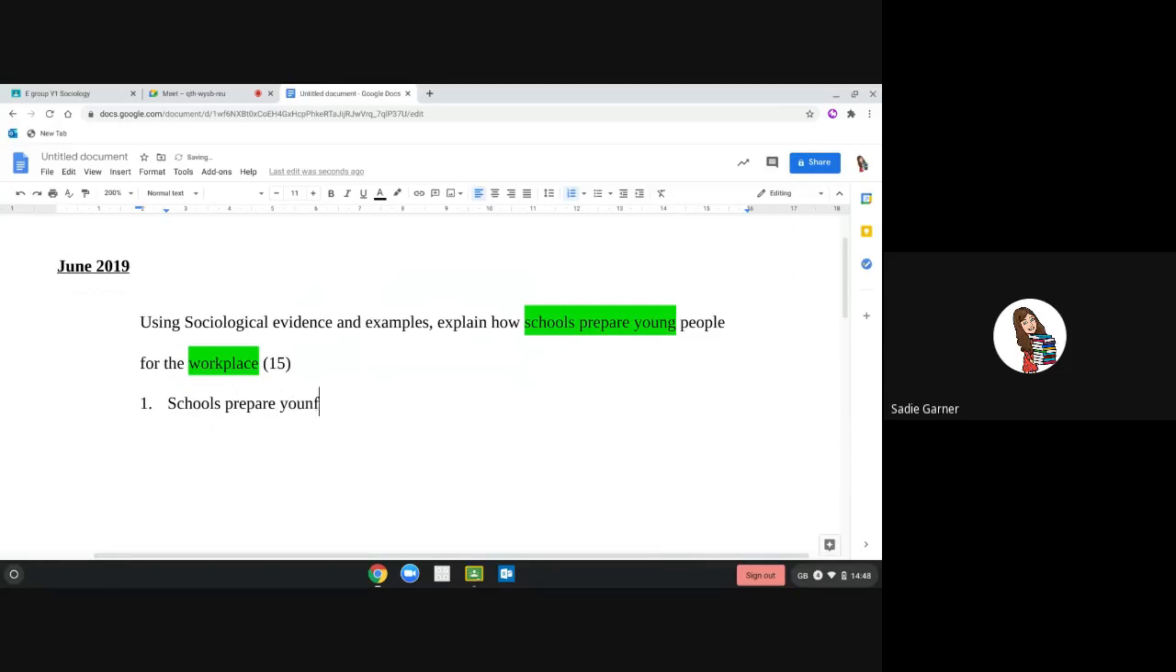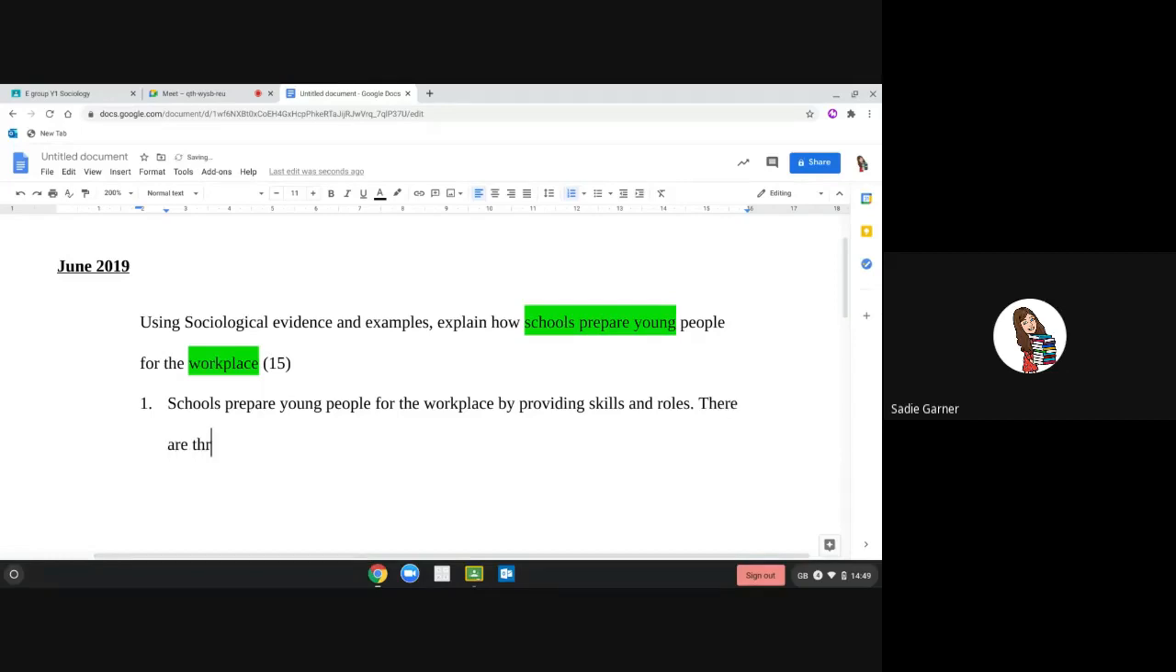So I start it with: schools prepare young people for the workplace by providing skills and roles. So that's my starter. I address the question at the start. Prepares young people for the workplace by providing skills and roles.